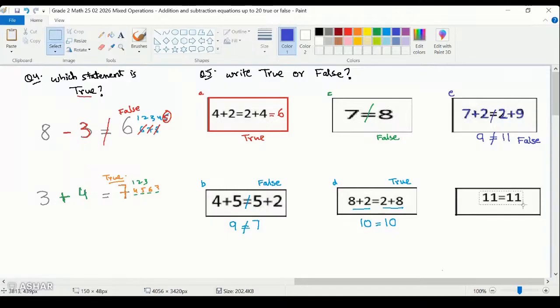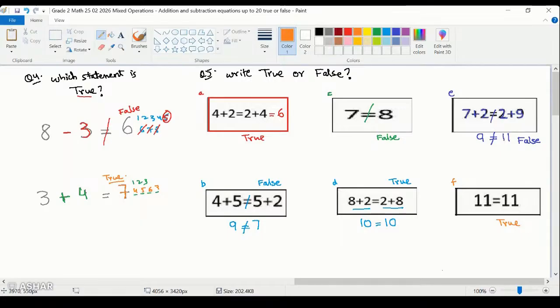How about the next part? Part F is 11 equals 11, right? Then this must be true.